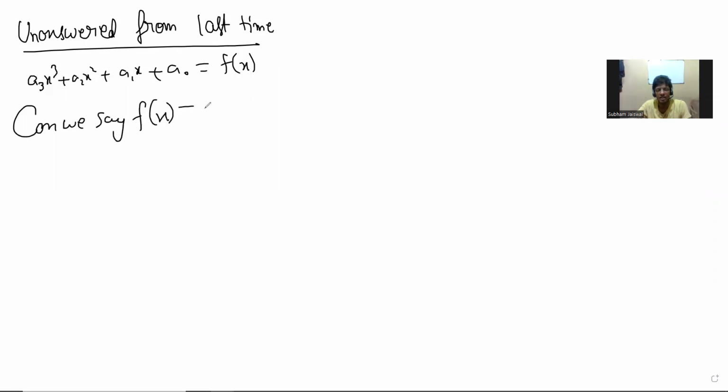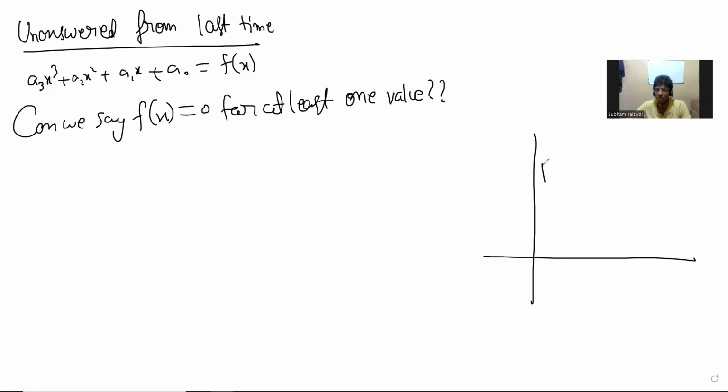Can we say f(x) is 0 for at least one value? You see, that's the other end, right? You would know that it is not true for quadratics. If you have done any quadratics, you would know that it looks like this and it is not true.